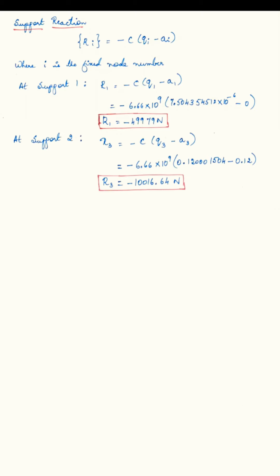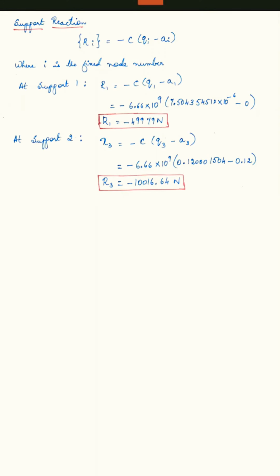At support 3, which has the maximum displacement of 0.12, this is 3, so it is not 2. So R3 is given by minus C into Q3 minus A3. So minus 6.66 into 10 to the power of 9 multiplied by 0.12001504 minus 0.12 will give you R3 value as minus 10016.64 Newton, or if you want to convert it into kilonewtons, it will be minus 10.016 kilonewton.